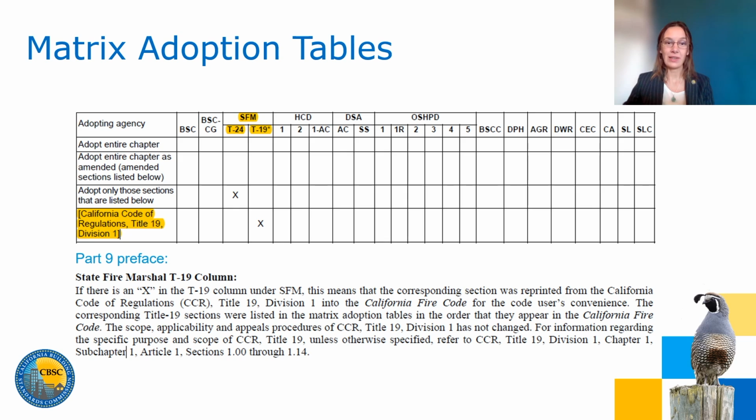Title 19 is a public safety title within the California Code of Regulations. If there is an X in the Title 19 column, it means that the corresponding section from Division 1 of Title 19 was printed in the California Fire Code for the code user's convenience. The corresponding Title 19 sections are listed in the MAT in the order that they appear in Part 9.